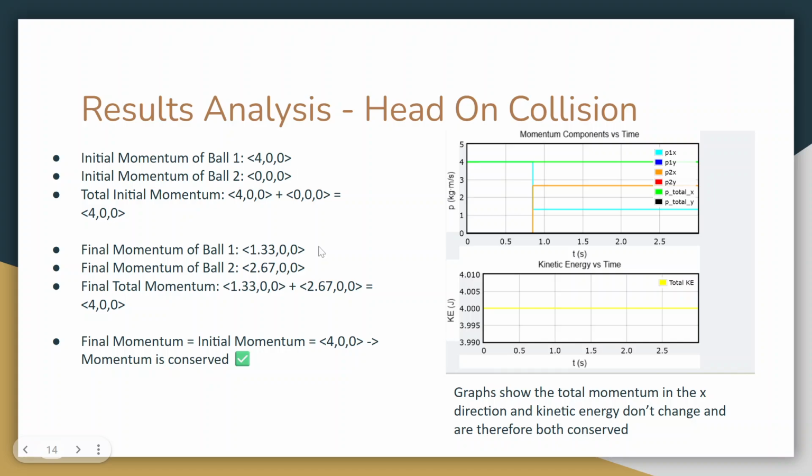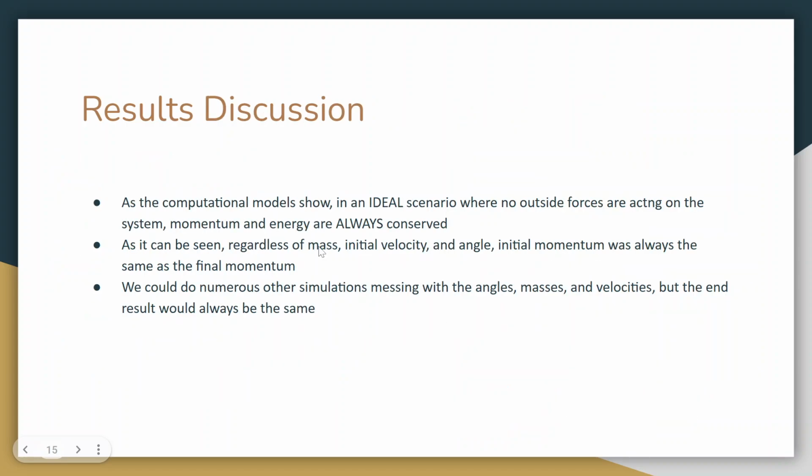And again, you can see on the graphs that total momentum in the x direction, because there's no y motion in this simulation, and kinetic energy don't change again, and they're both flat. So some discussion of the results that we saw. As the computational model shows, in an ideal scenario where no outside forces are acting on the system, momentum and energy are always conserved.